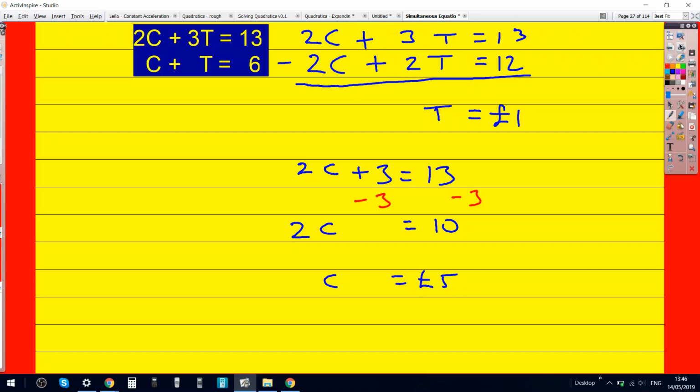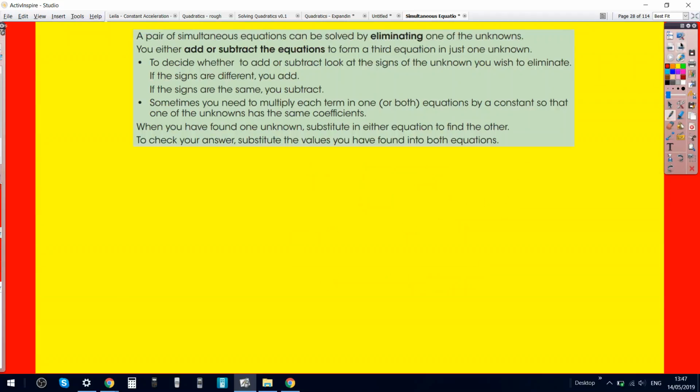Okay. Yes, so you just have to double the bottom one first to get the coffees the same, or you could have times it by 3. Times it by 2 is better because it's easier. And once you got your answer for tea is £1, you could have subbed it into here. That's £1, and so coffee has to be £5 to add up to 6. So same answer. Great. Whatever way you do it.